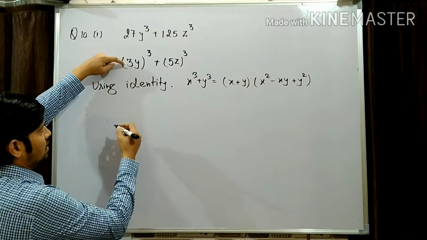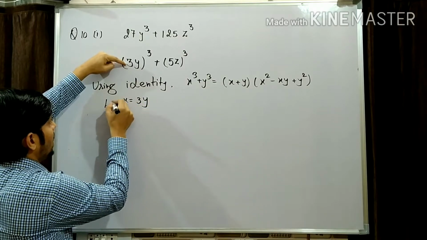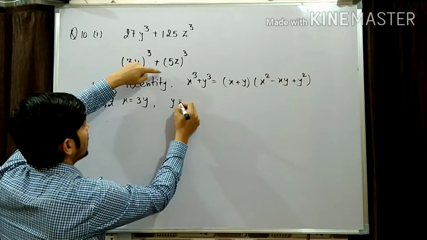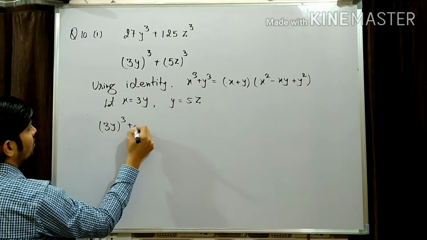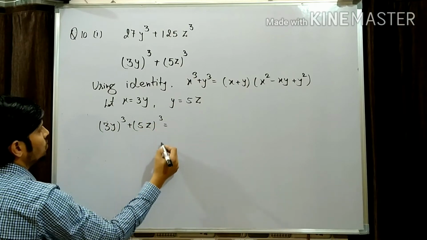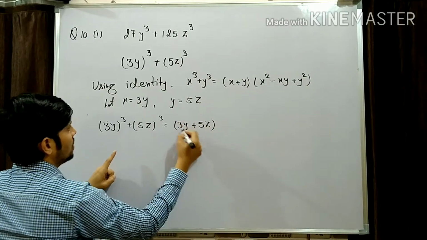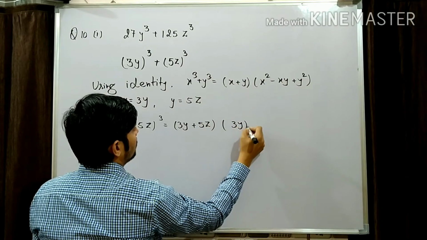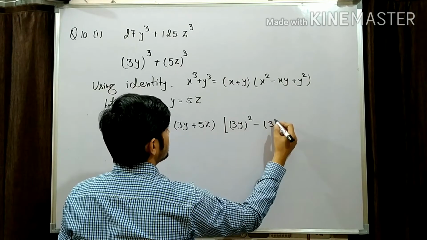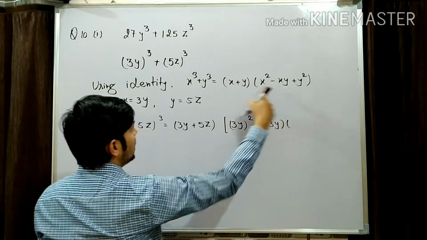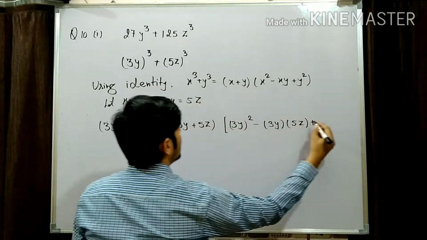Now in place of x we will use 3y, and in place of y we will use 5z. So using this identity, this equals, in place of x we will write 3y, in place of y we will write 5z. Same here, squaring this part, minus the value of x which is 3y and the value of y which is 5z, plus y square. Y is what? This is 5z whole square.